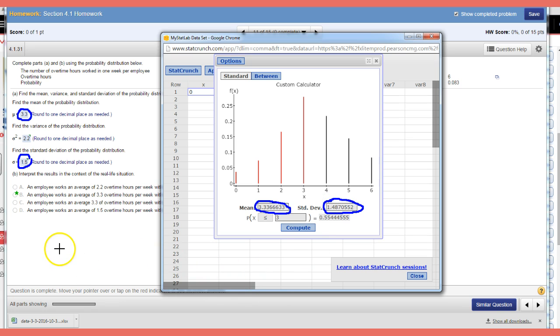And remember, the square of your standard deviation is your variance. So what you're going to do is take 1.487, and simply square it to give you 2.2. So the square of your standard deviation is your variance. Please keep that in mind.